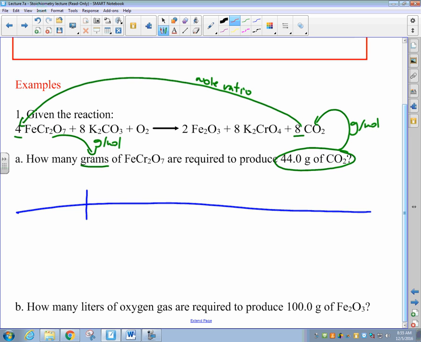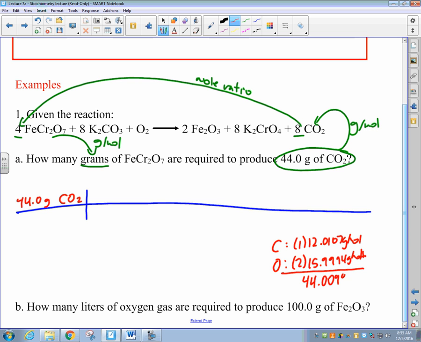We've got 44.0 grams of carbon dioxide. And the first conversion we need to make here is a grams to moles conversion, which means we need to calculate real quick here the molar mass of CO2. So let's make that calculation here. In 1 mole of carbon dioxide gas, we've got 1 mole of carbon and 2 moles of oxygen. Carbon's mass per mole is 12.0107 grams per mole. Oxygen's mass per mole is 15.9994 grams per mole. And you add these values up together, and I believe you are going to get 44.0098 grams of CO2 per 1 mole.